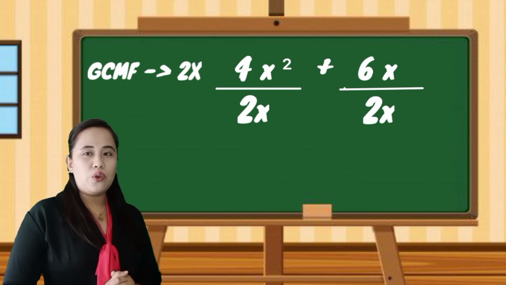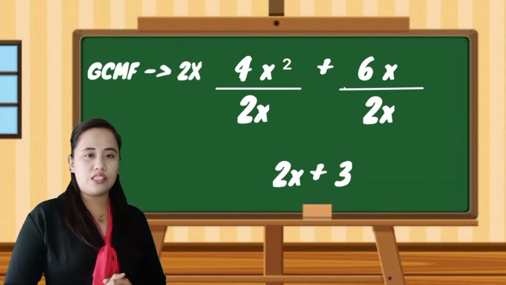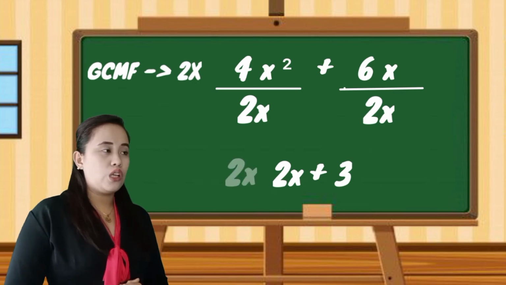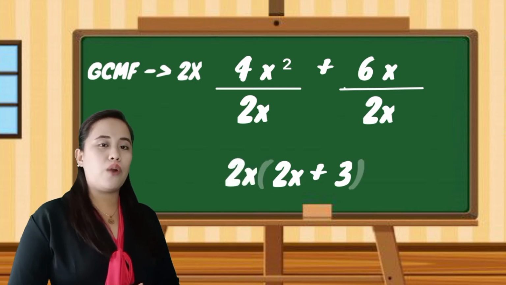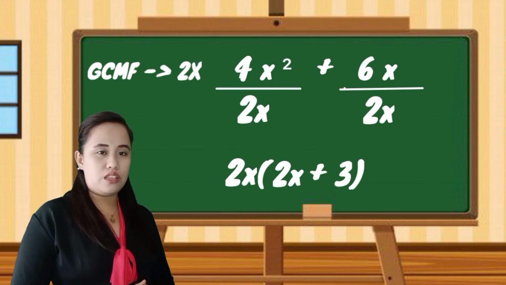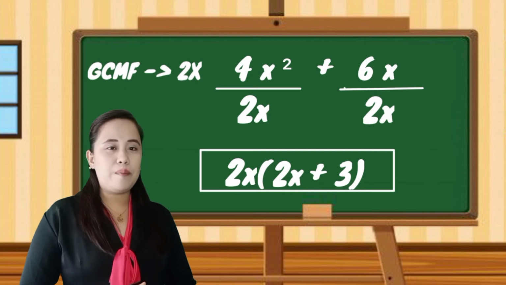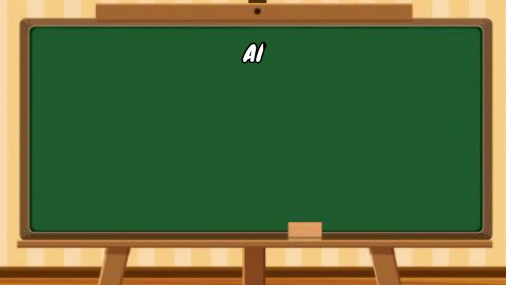Dividing the two, we have 2x plus 3. So now, the factored form will be 2x times the quantity 2x plus 3. So this is the factored form of 4x squared plus 6x.